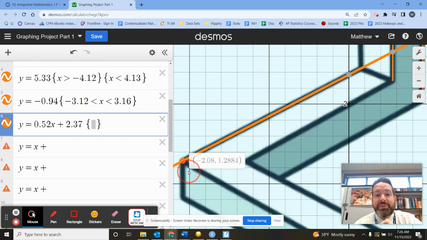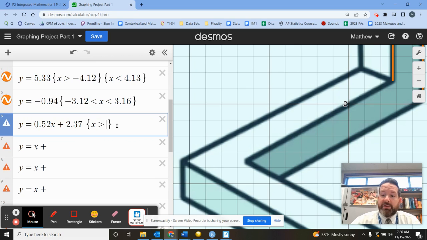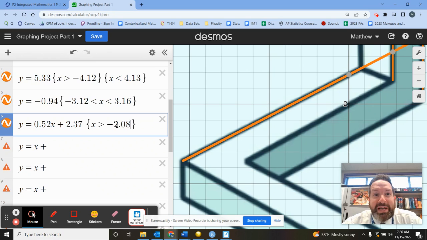See where it says x equals negative 2.08? Well, that means I want to keep all the x's that are above negative 2.08. And just like that, you took the guesswork out of it. The line has now ended exactly where I want it to. Again, the way I did that was just with the click and drag to get the coordinate of the point.